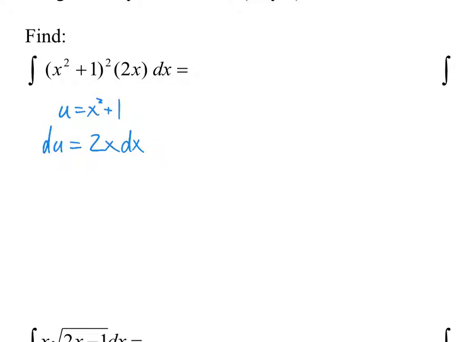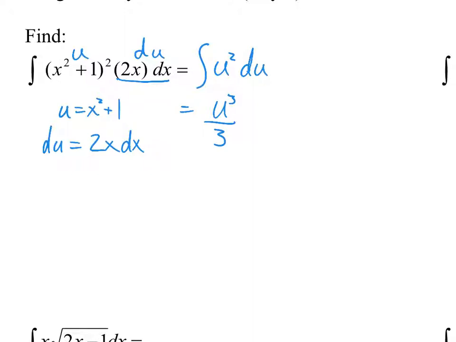2x dx. And do we have du, or do we need to do something to get it? Yeah, we've got it. We've got the 2x dx right here. So I'm going to rewrite this as, here's the u, so it's u squared du. All right, there's our du. Okay? So what's the integral of u squared? Okay, u to the third over 3.